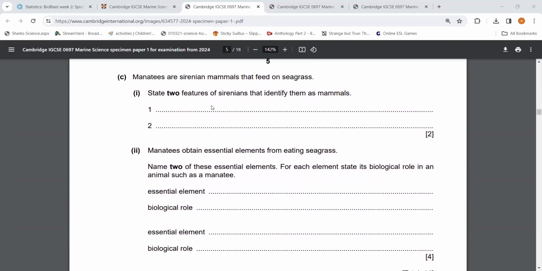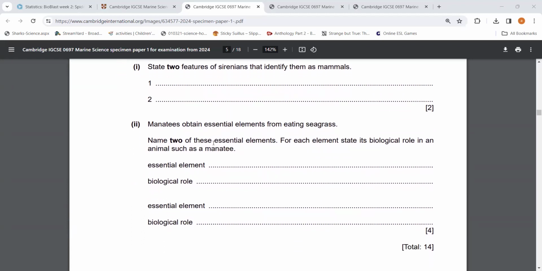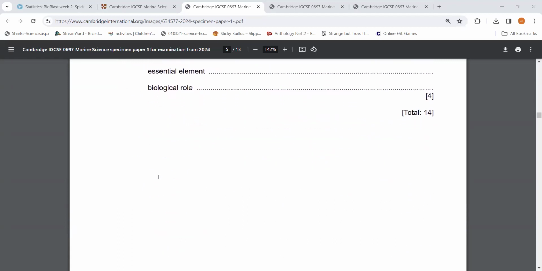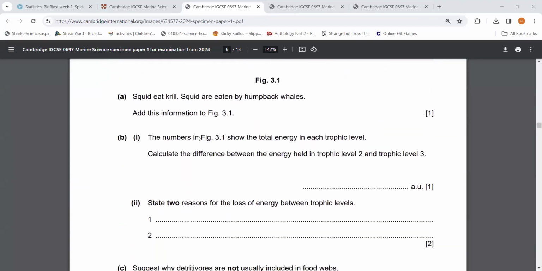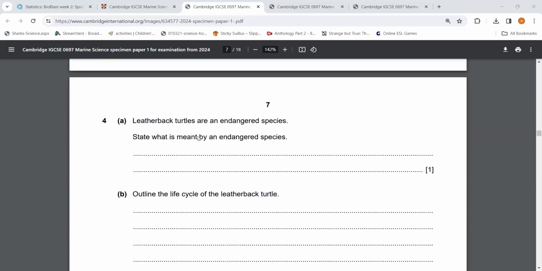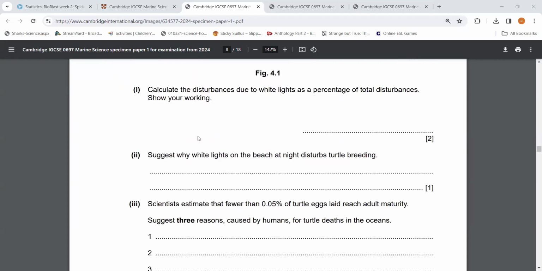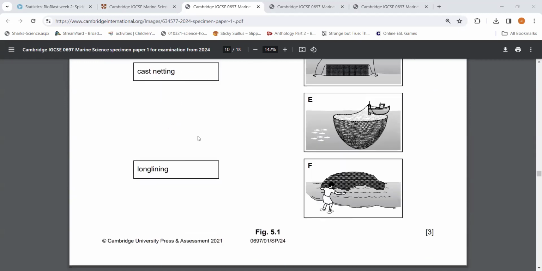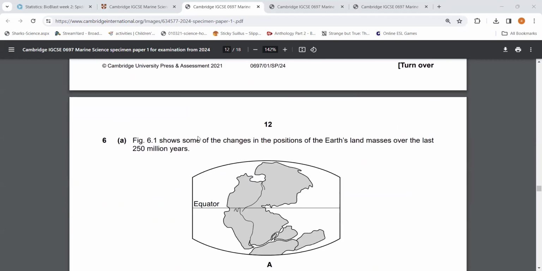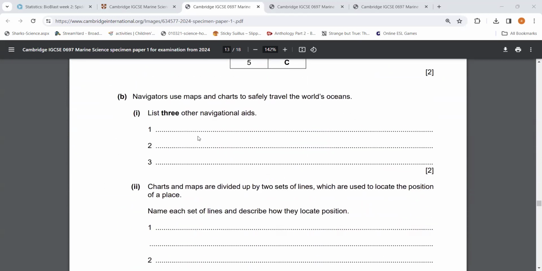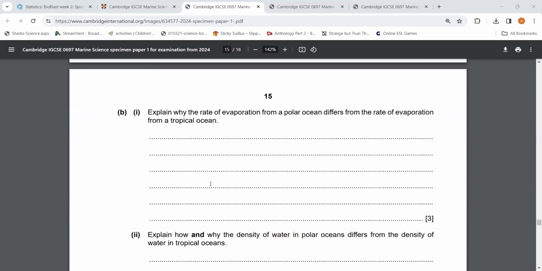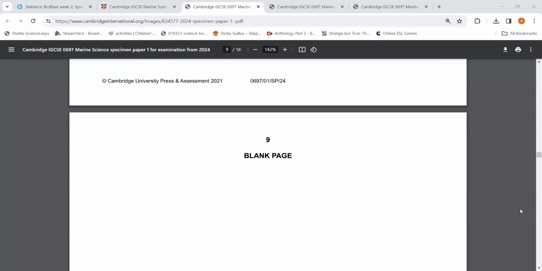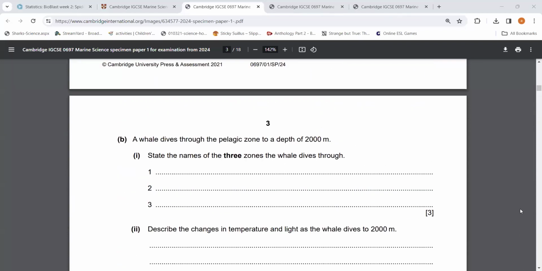State 2 features of sirenians, that's manatees and sea cows, that identify them as mammals. Name 2 of these essential elements. So again, you've got state, name, a bunch of different things here. Got stuff about food webs, but as you can see, it's all theory, sometimes data handling as well. And you can see that it's a real mix across the syllabus, from navigational aids that fishing boats use, to the water cycle, to different fishing methods, to endangered species. It can be anything across the whole syllabus, okay?